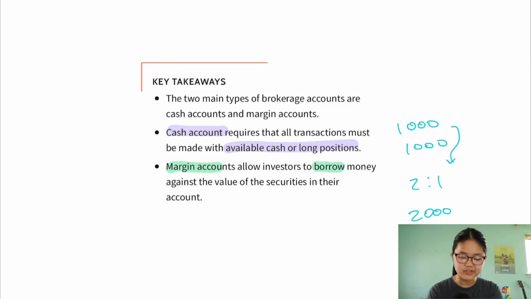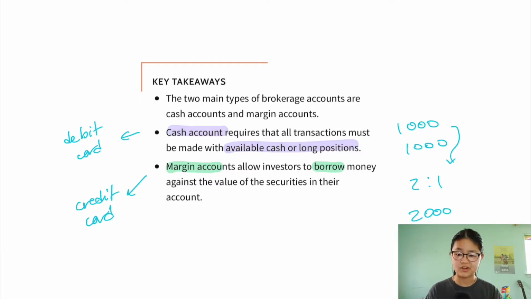One really good analogy for this is that a cash account is kind of like a debit card and a margin account is kind of like a credit card. As on a debit card, if you have a $1,000 balance, you can only buy $1,000 of stuff, but on a credit card, you can buy more money than you actually have, which might not be a good idea, but the idea is that you can borrow money from the bank and pay it back later with interest.